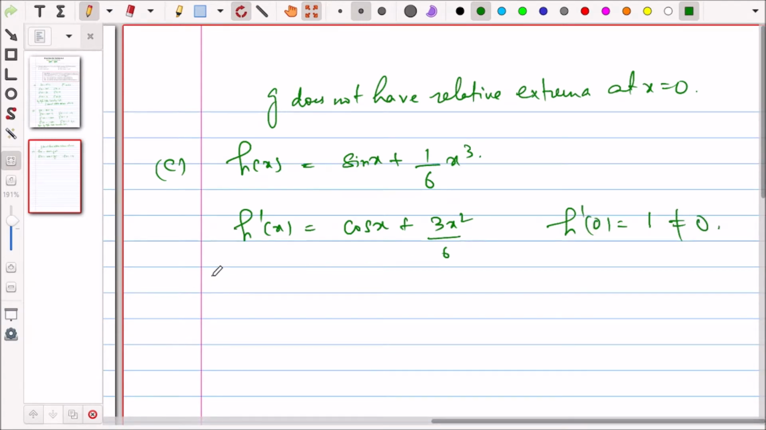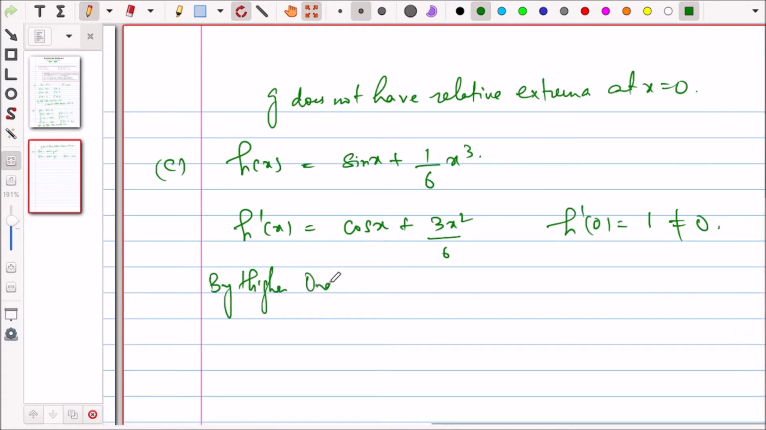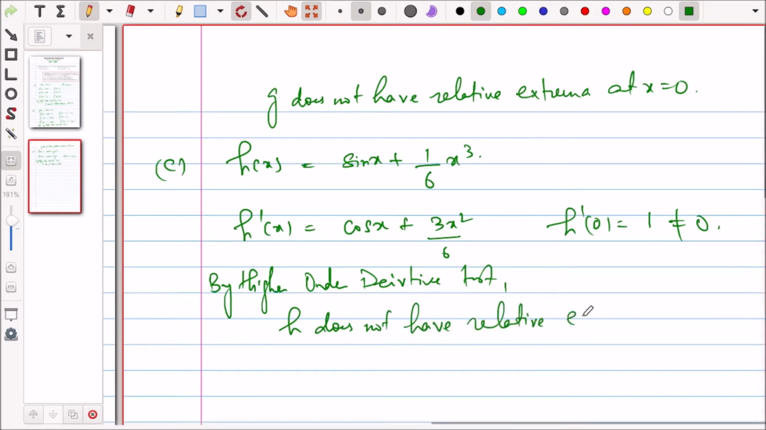So by the higher order derivative test, h does not have relative extrema at x equal to 0.